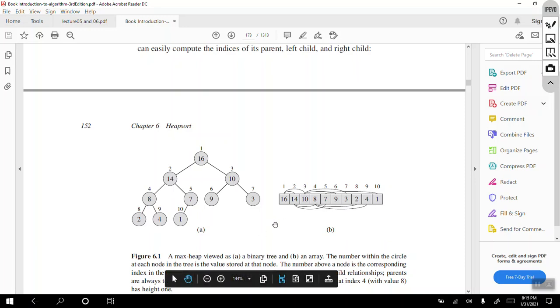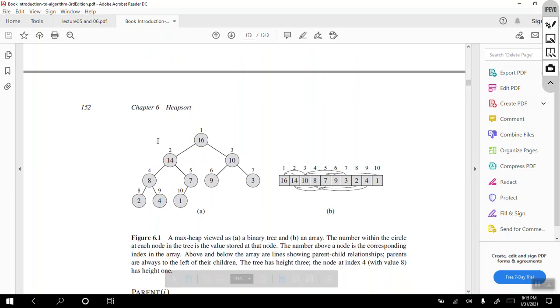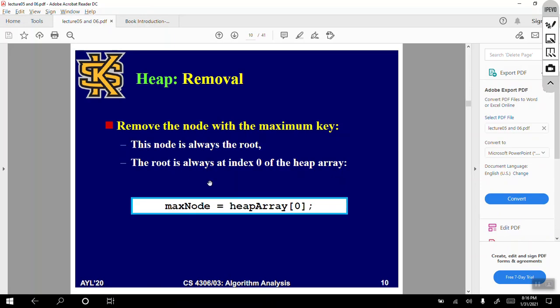But the main difference between the book and our slide is that the book discusses indexes starting from 1, but in our slide we use index 0. That is the usual array used in most programming languages.